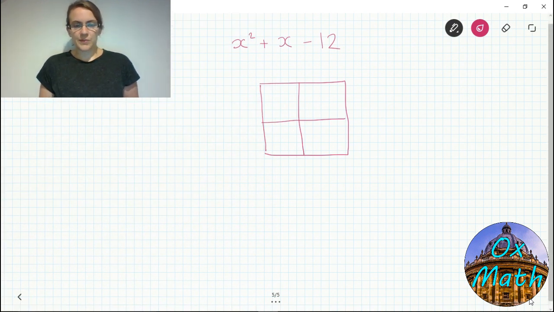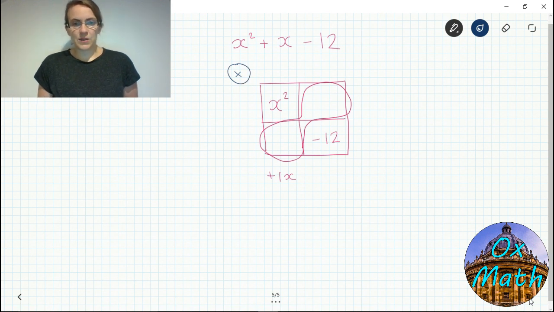So we start off by filling in what we know, and again the top left is your x squared term and the bottom right is your constant term, and then we know that the middle two terms must add to give us our plus 1x. X, remember, is just 1x. So let's start thinking about what must go around the outside, remembering it is a multiplication grid. So to get the x squared, again, has to be x times x.